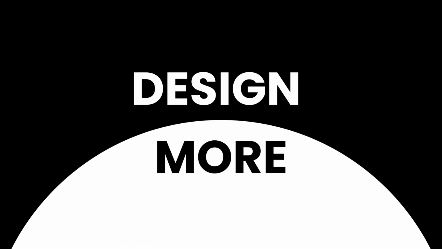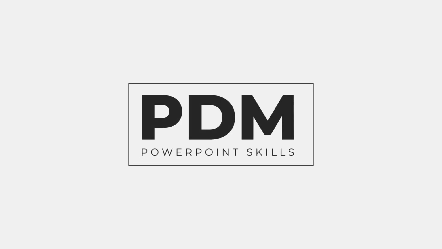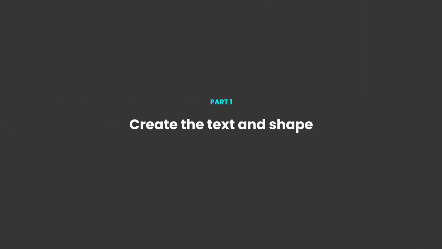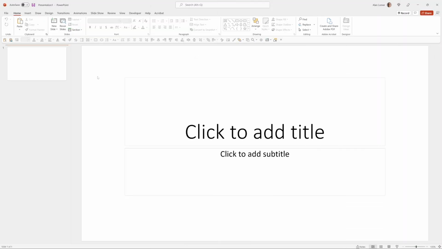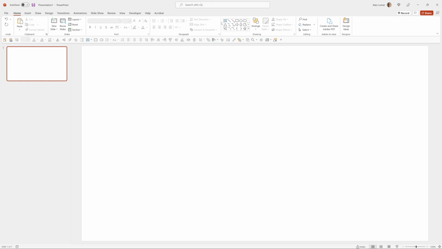In this short tutorial, I'm going to be showing you how you can make this super simple but effective animated title. So let's jump into it. As usual, we'll start off with a blank presentation by going File, New, Blank Presentation, right-click on the background and choose Layout, Blank. Now let's add the text and the circle.